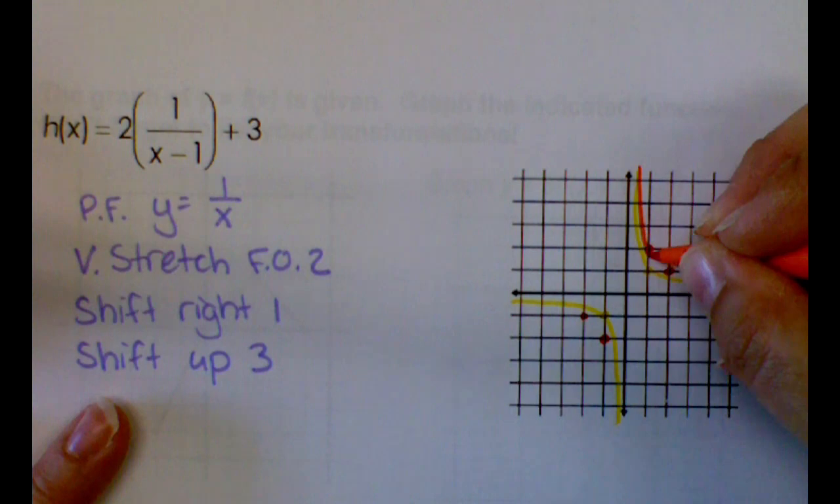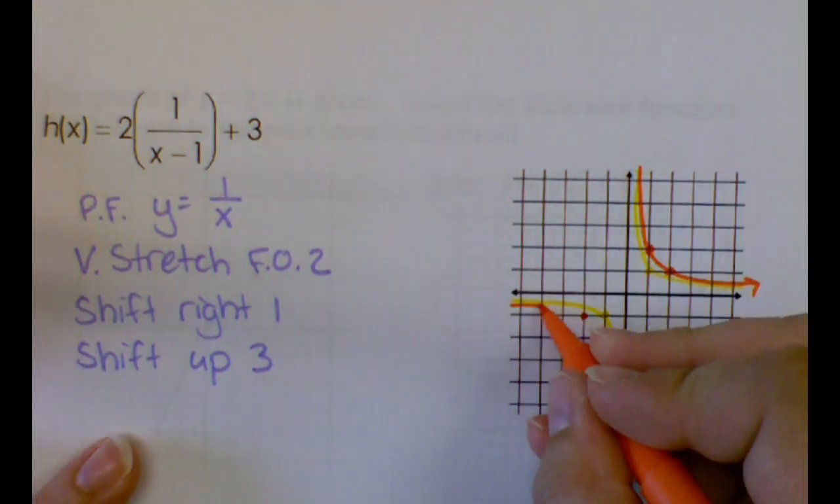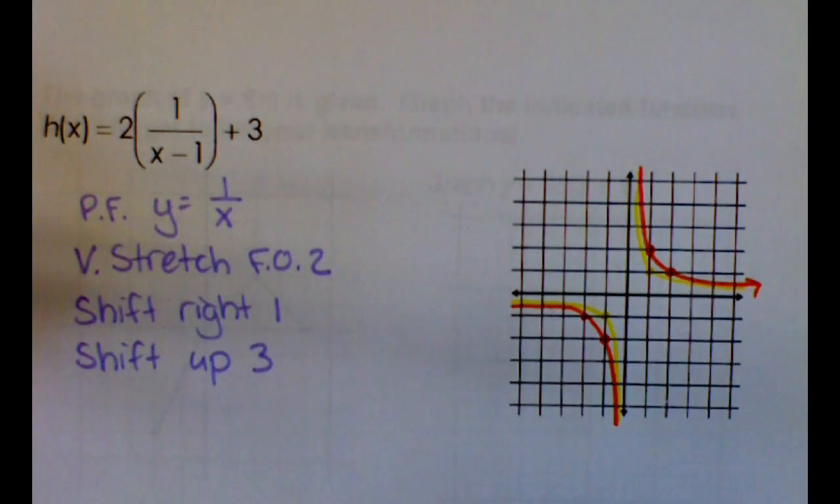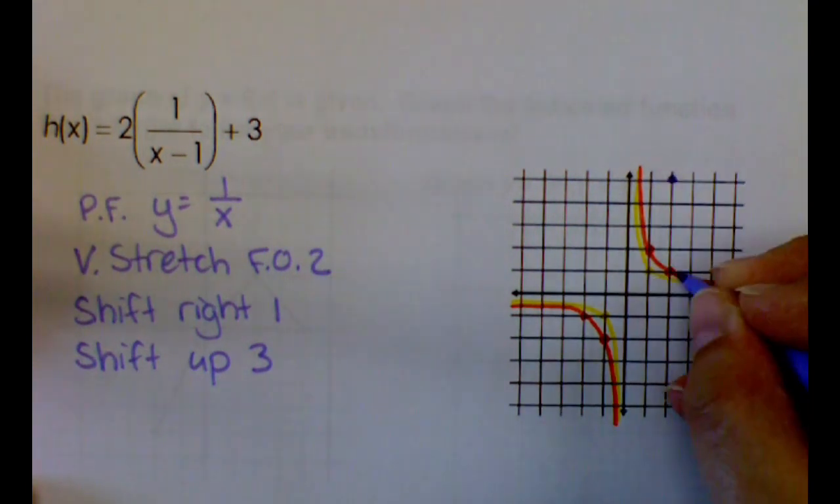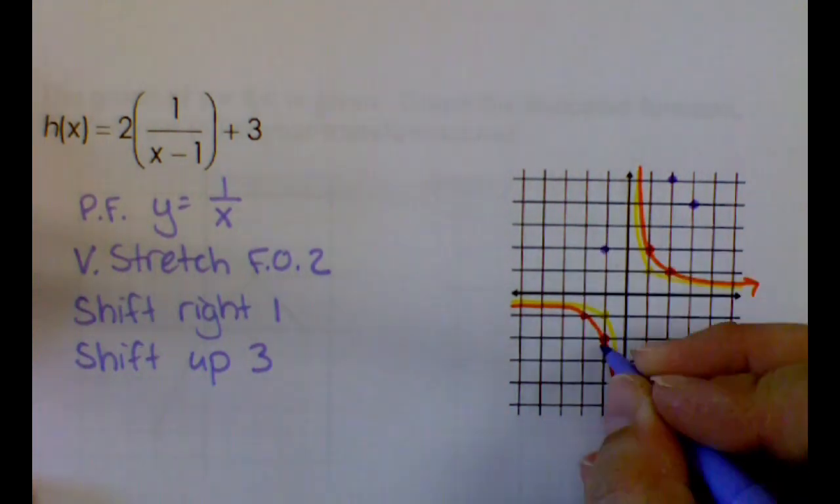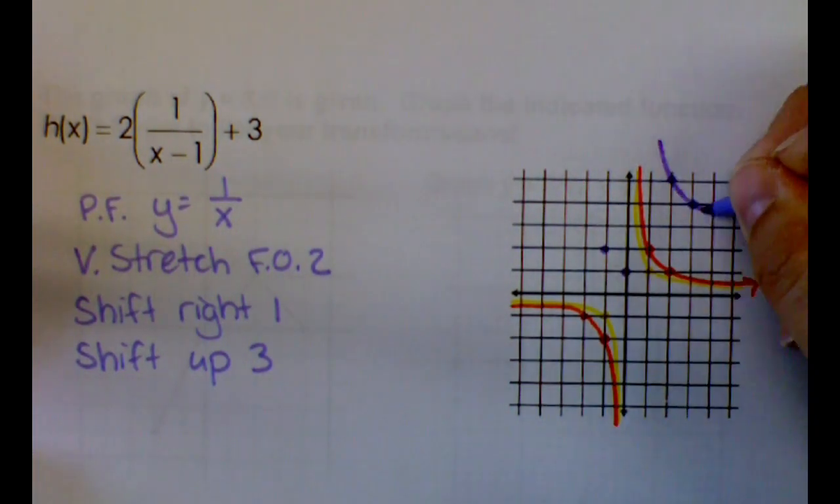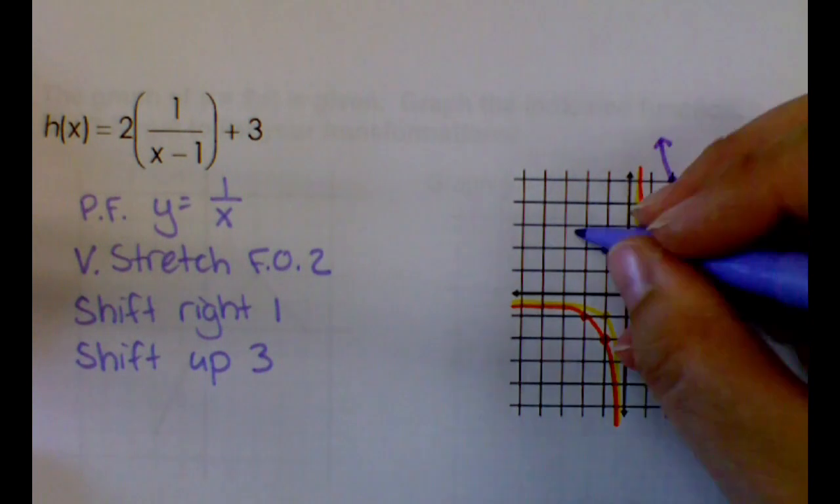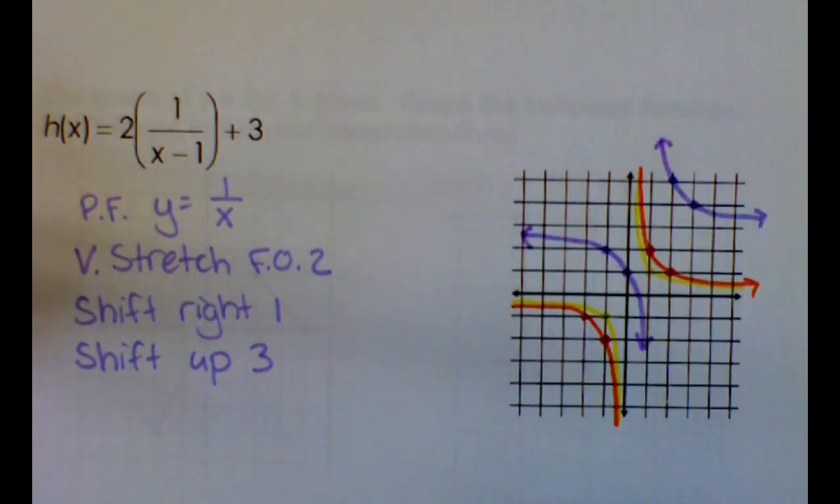So now I can kind of draw my sketch a little bit. Oops, I don't want arrows yet. Okay. Then we're going to shift right 1, up 3. So I'll just take those 2 points, go right 1, up 3, right 1, up 3, right 1, up 3, right 1, up 3. And then follow what that graph should look like. And there's my new graph.